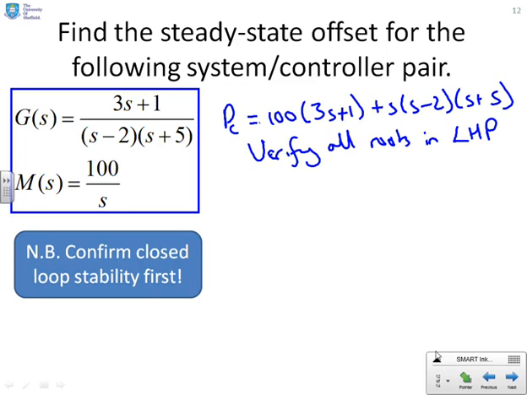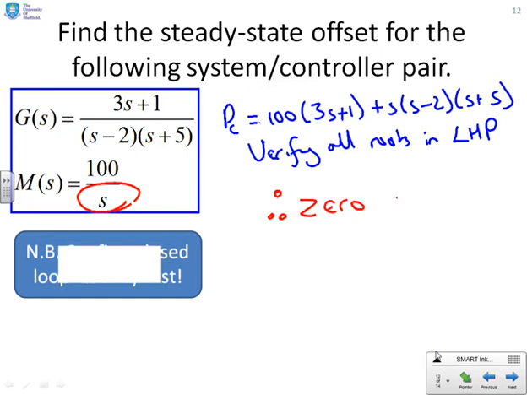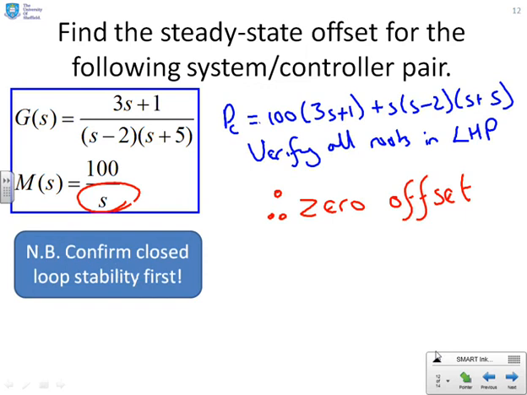Once you've done that, you say, aha, there is an integrator, and therefore 0 offset. I don't need to do any more computation. In fact, the hardest computation in this case is verifying that the closed loop is stable. But once I know it's stable, the offset looks after itself.